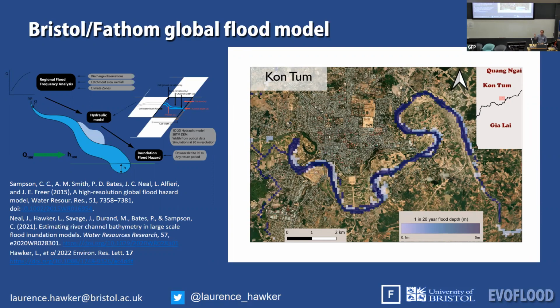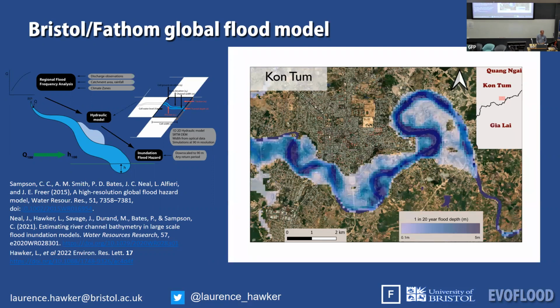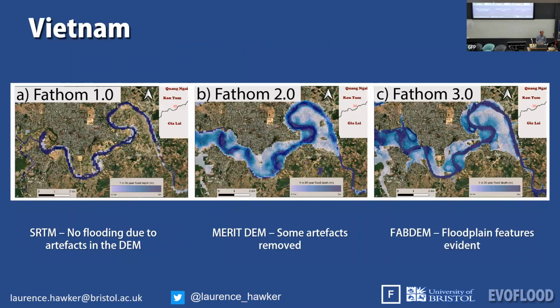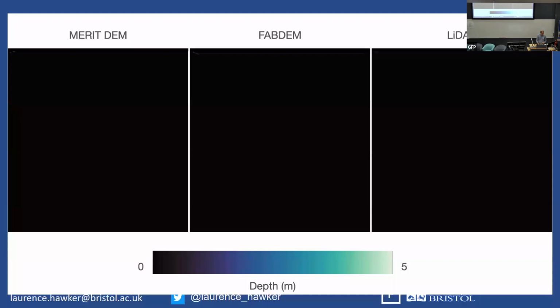This particular image is using SRTM, the very simple one to begin with. Because it has a lot of artifacts, with the trees and the buildings, it often does not flood. This is using MERIT, so you can see the difference straight away. And this is using FABDEM. With FABDEM, you can really see these floodplain features quite a lot more. And this is all of the images on one slide, so a nice bit of visualization there.